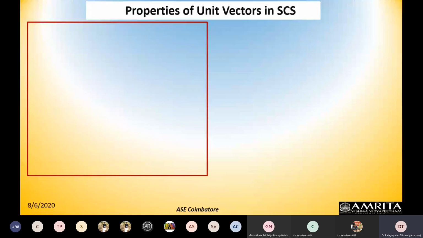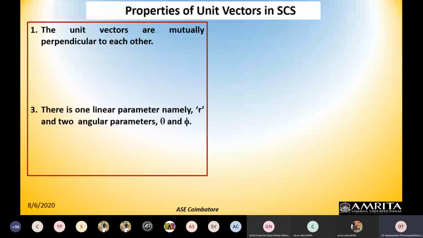Now, what are the properties? Properties are that the unit vectors are mutually perpendicular to each other. Okay, that is number one. You can see that in a rectangular coordinate system, we had all three axes x, y, z mutually perpendicular. Therefore, to reach any point, we need three linear parameters, namely x, y, z, only lengths represented.